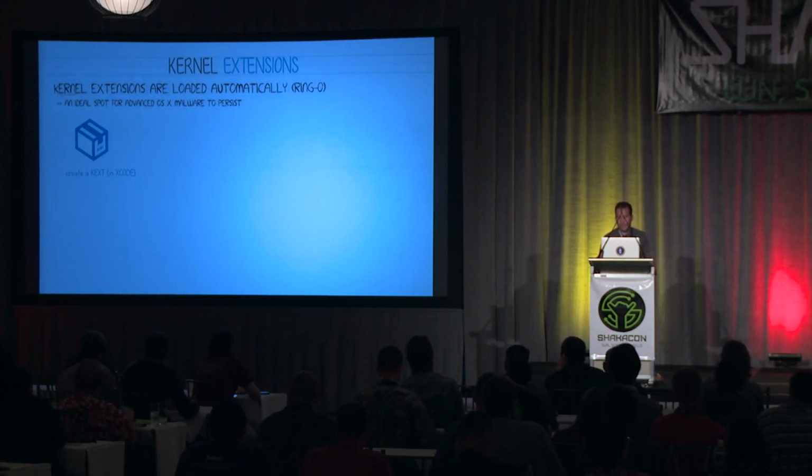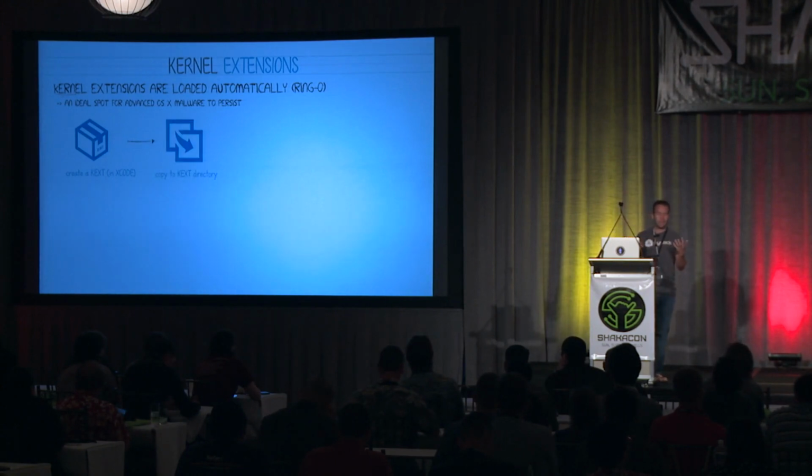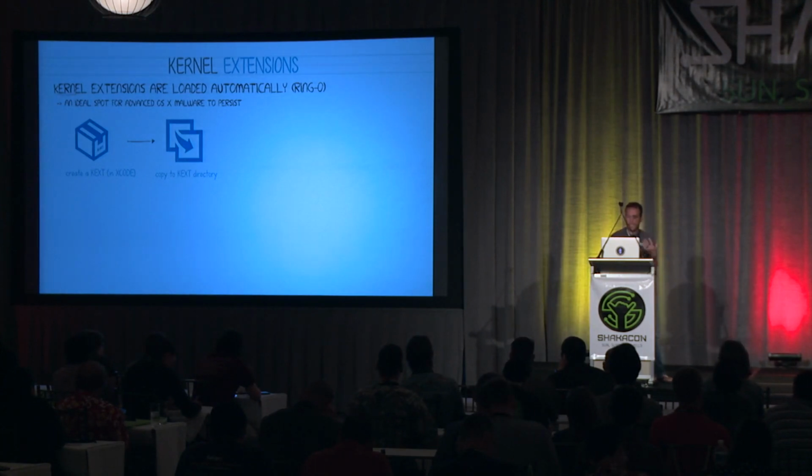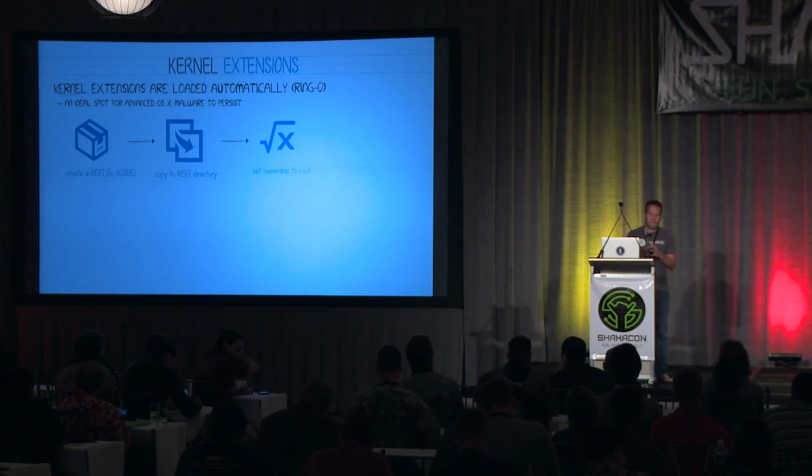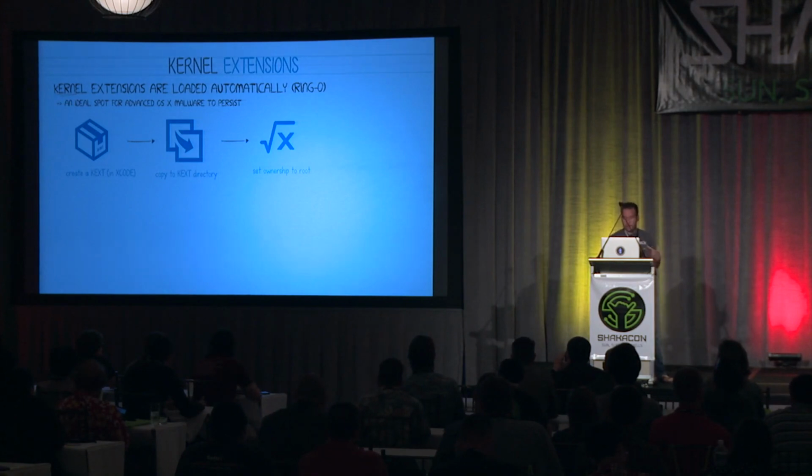So first you create a kext in Xcode. Xcode actually has a template. You say, hey, I want to create a kernel extension, and it fills out stuff, so it's pretty easy to do. Once it's compiled, you copy it into the kext directory. You then have to set it so that it's owned by root, as the OS won't load any kernel extensions that aren't. And then optionally, you can rebuild the kernel cache so that the new kernel extension is picked up.